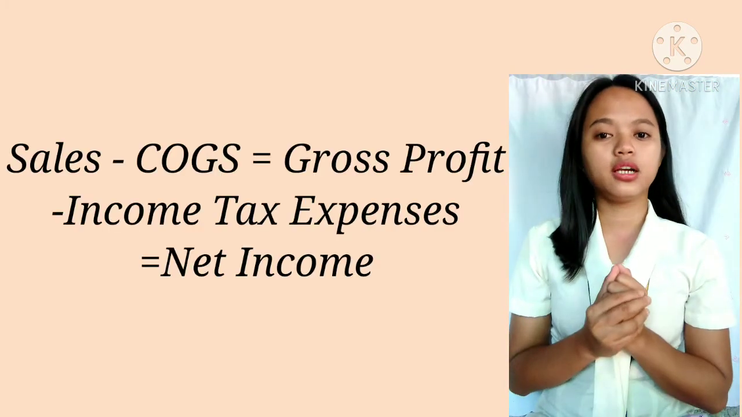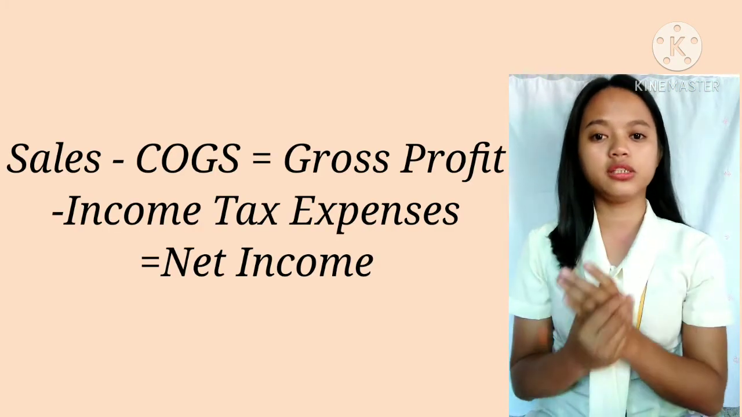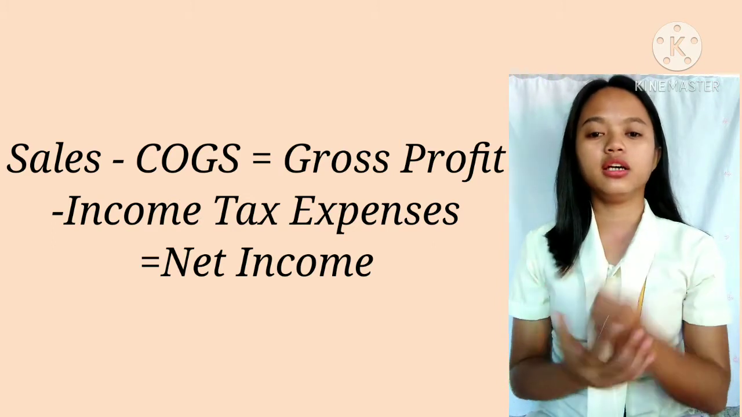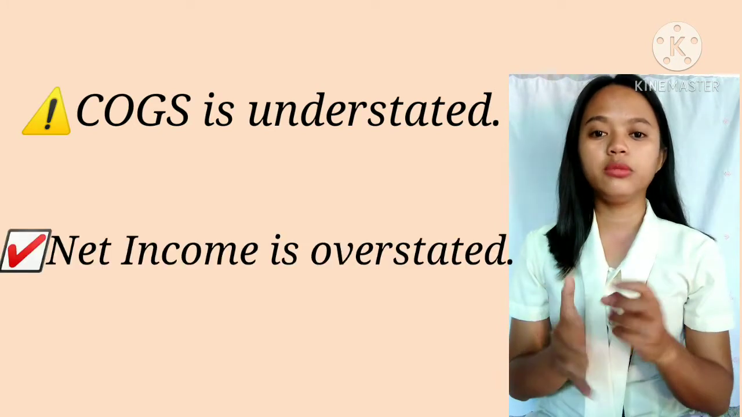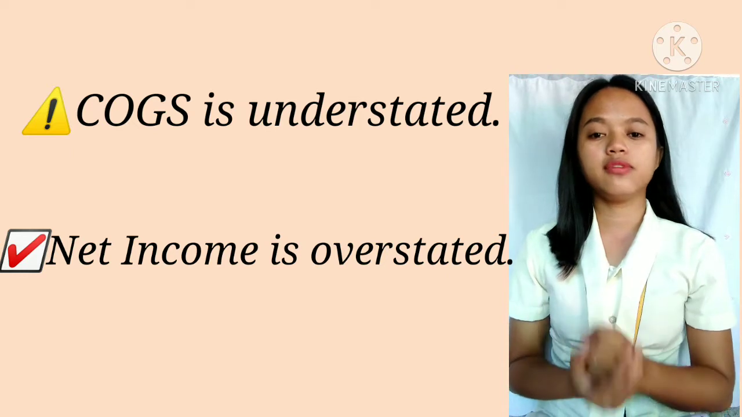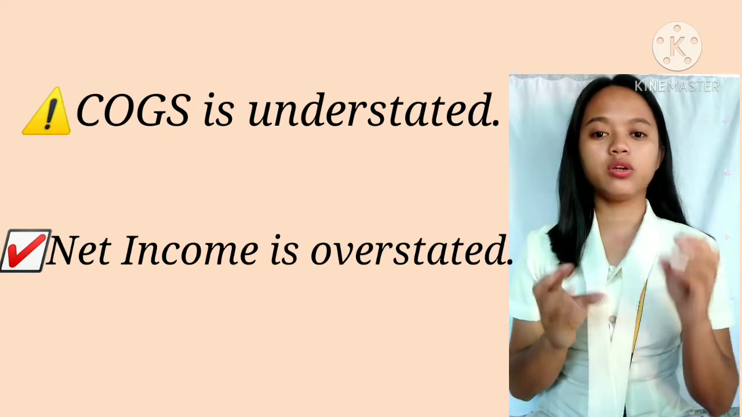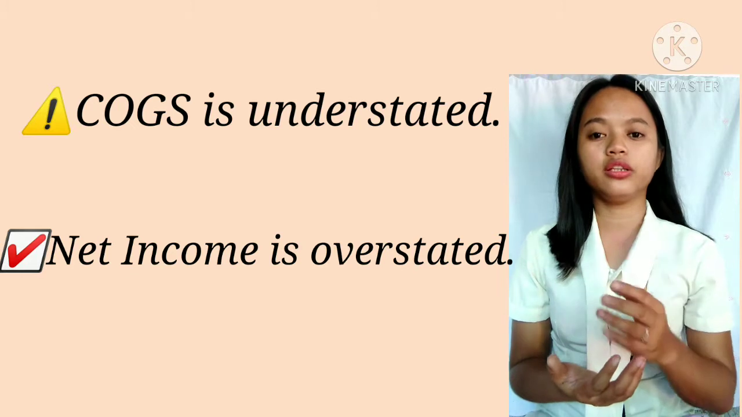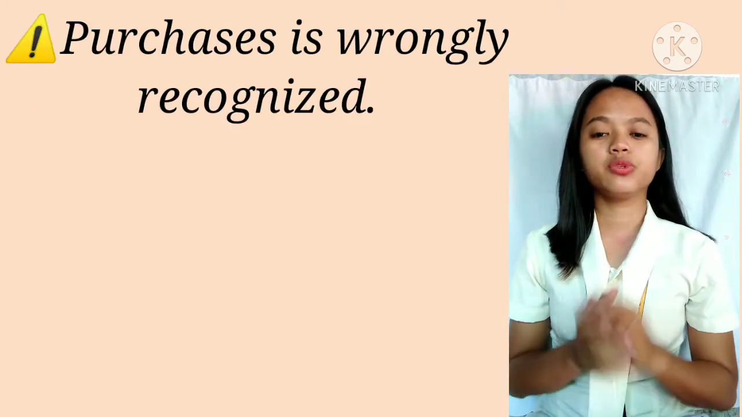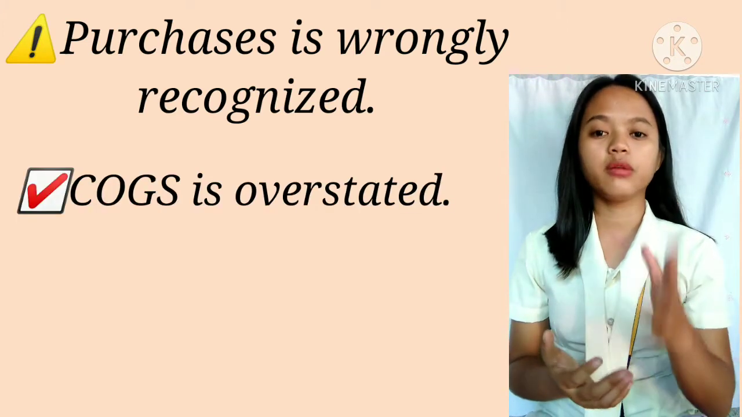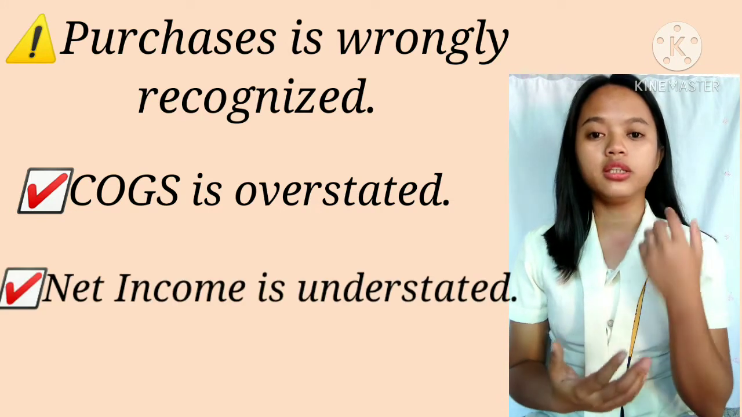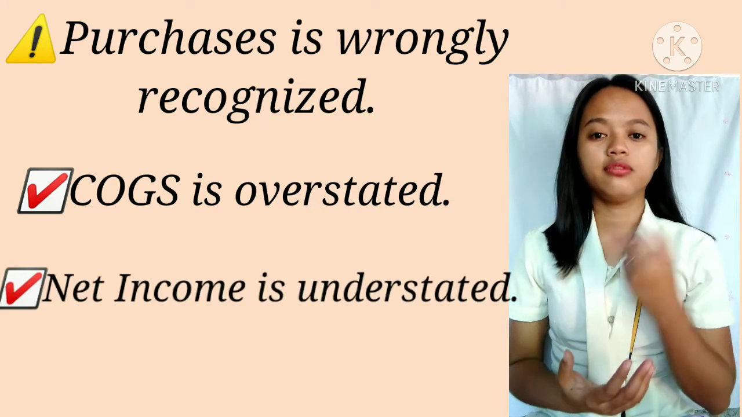Remember, to get the net income, we have to deduct the COGS from sales to get the gross profit, and then deduct the income tax expense. Since the COGS was understated, it would result in an overstatement of net income by 17,500. This is because the COGS is a deduction to get the gross profit. For the following year, since the purchase was wrongly recognized in the following year, the COGS is overstated, thereby causing the net income to be understated by 17,500 pesos.